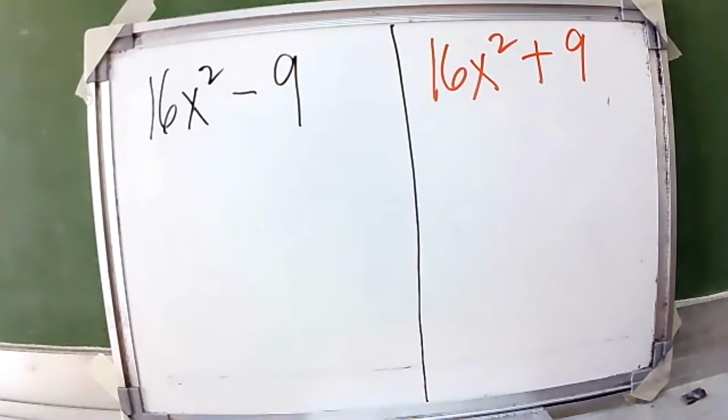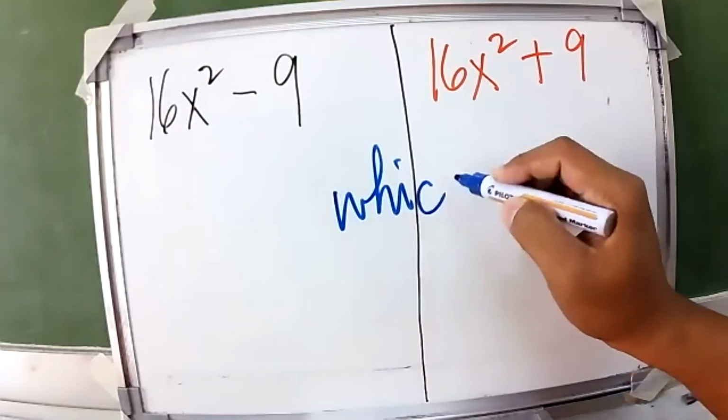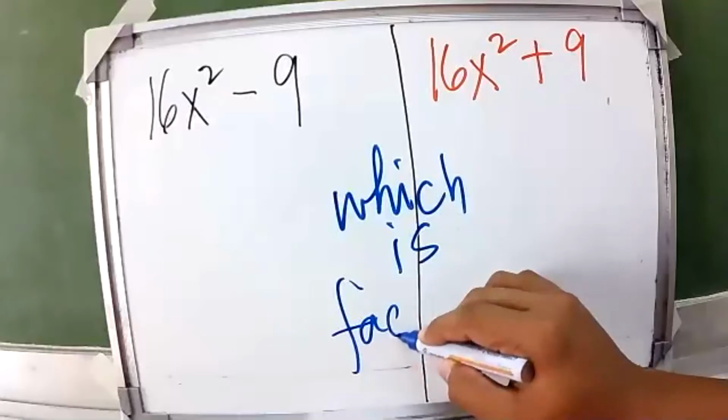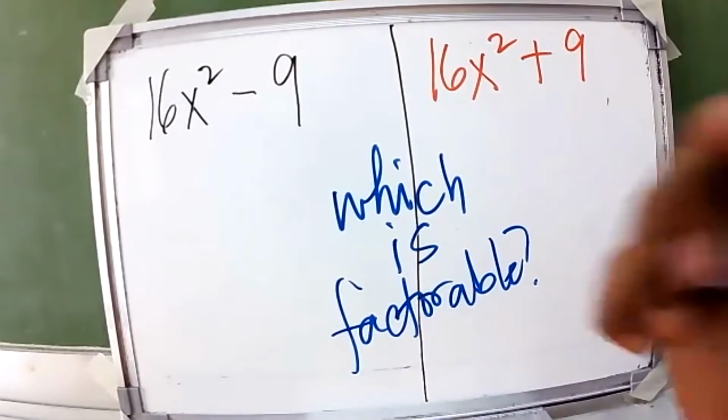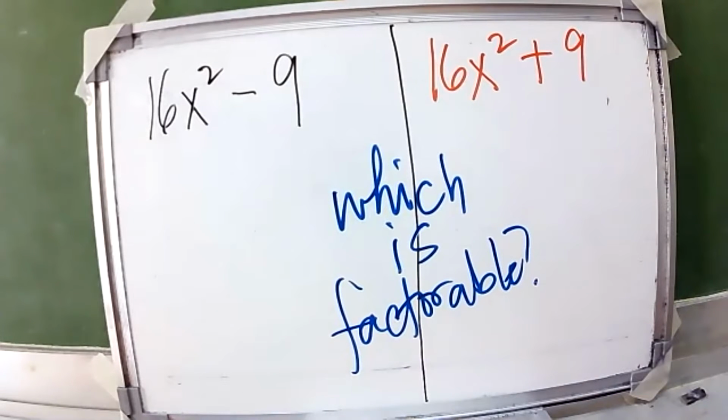Question: which is factorable? Is it the black or the red? Kindly chat it if you are shy to say the answer. Which is factorable, the black or the red? PM me your answer. Okay, I'm waiting for your answers. It's okay to commit mistakes. I have no problem with that. It's okay to be wrong.